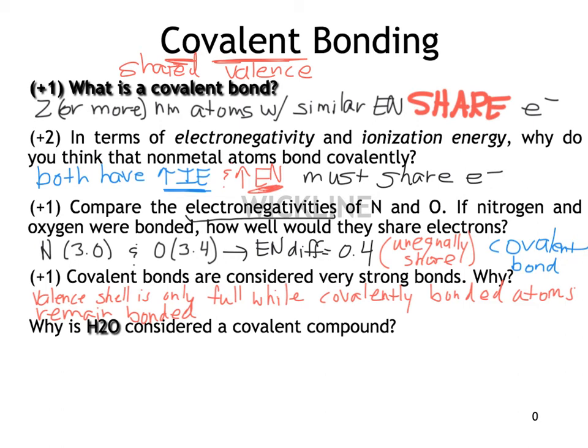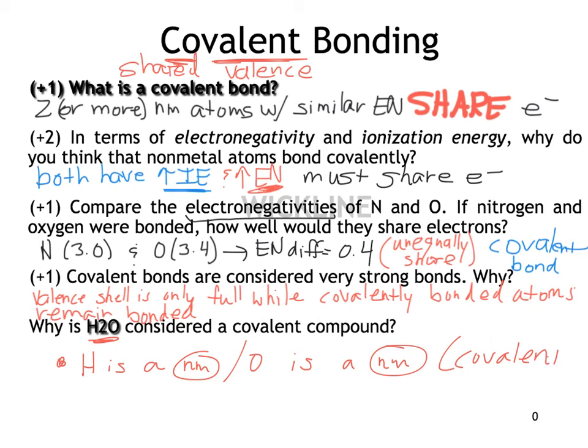So H2O, the molecule for water, is considered a covalent compound for a couple of reasons. The first reason is that hydrogen is a nonmetal, and also oxygen is a nonmetal. And whenever you have two nonmetal atoms bonding together, it's going to be covalent.